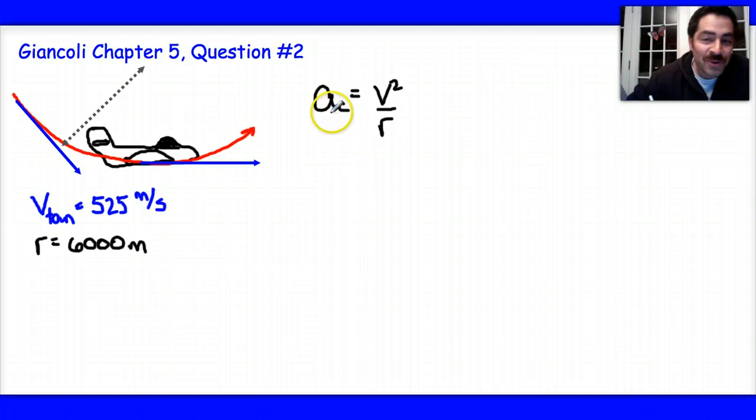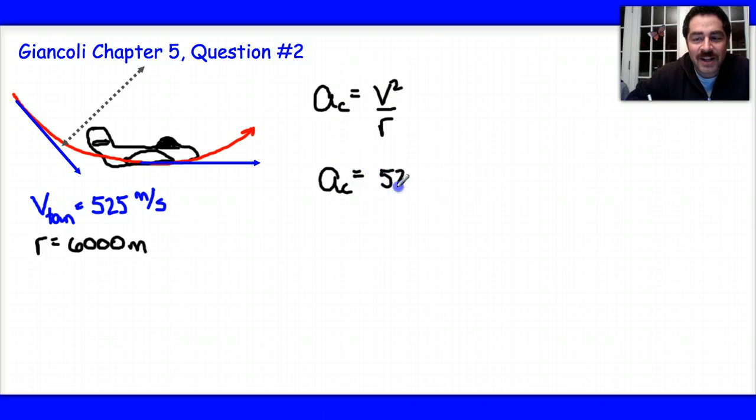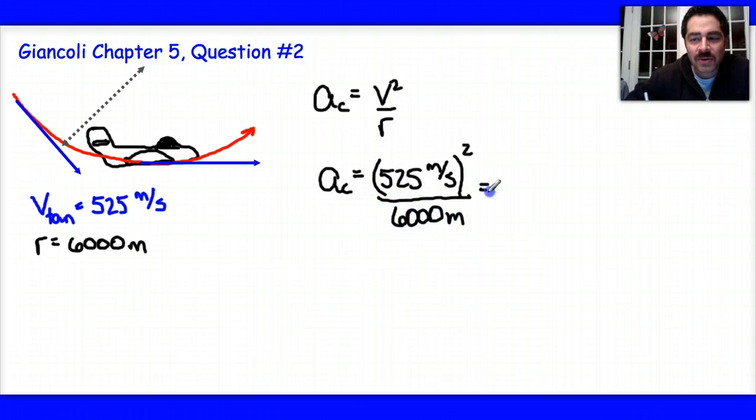All right. So centripetal acceleration is v squared over r, and so now I'm going to plug in this number, 525 meters per second. I have to square that, and I'm going to divide it by my radius, which is 6,000 meters. And when I run that through my calculator, I'm going to get something on the order of about 45.94. Of course, our units of acceleration are meters per second squared.